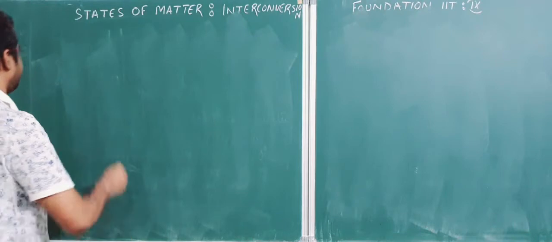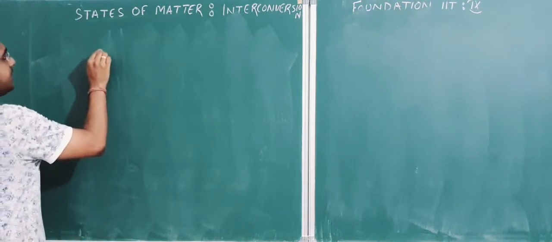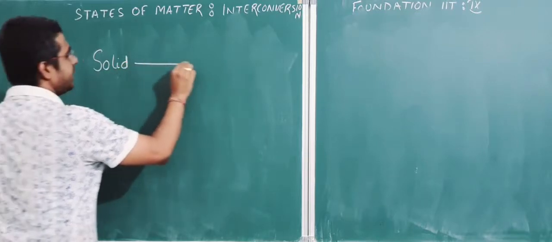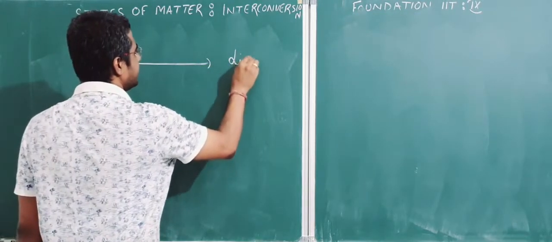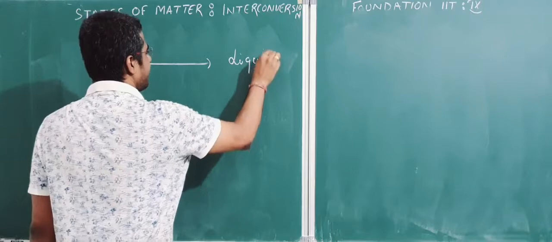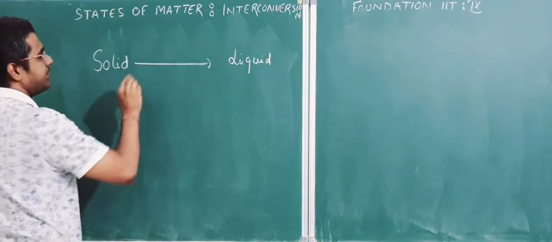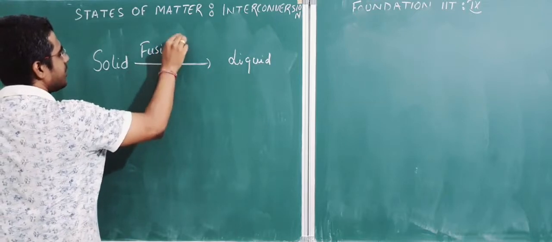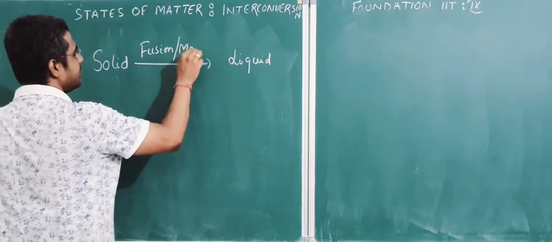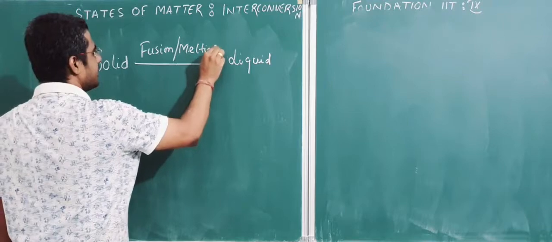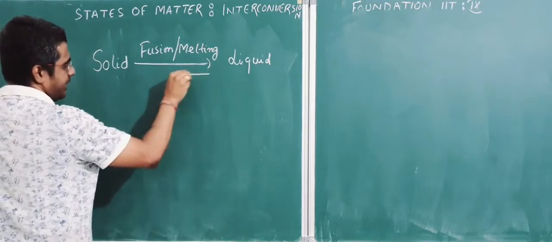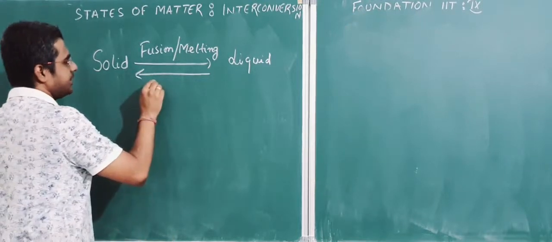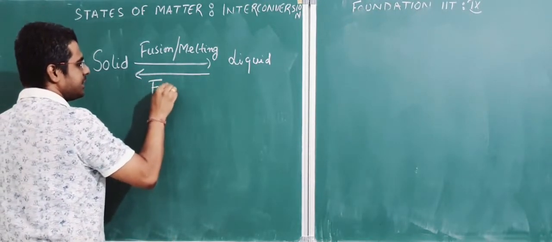Now let us see this one. There is a solid which gets converted to liquid. So this is a process, and this process is called fusion or melting. While the liquid converts to solid by cooling, this process is called freezing.